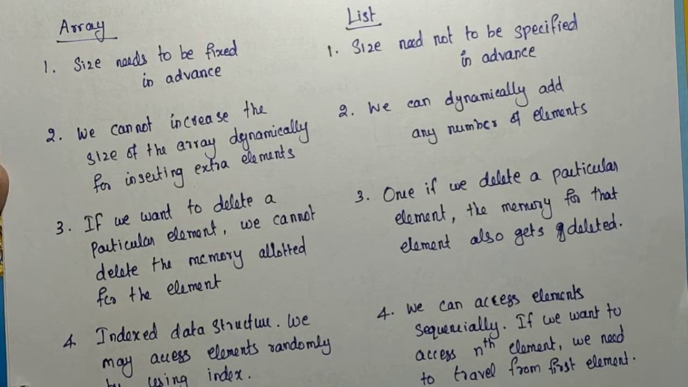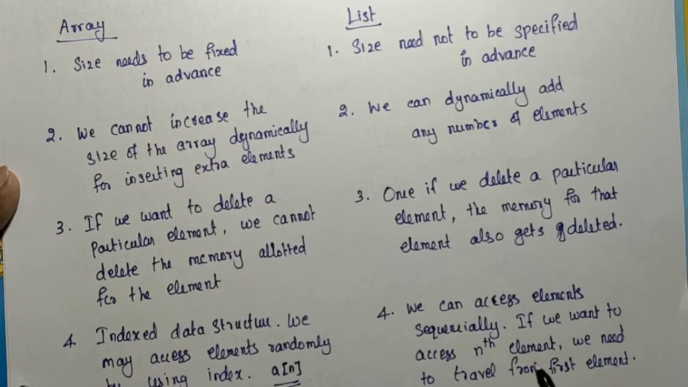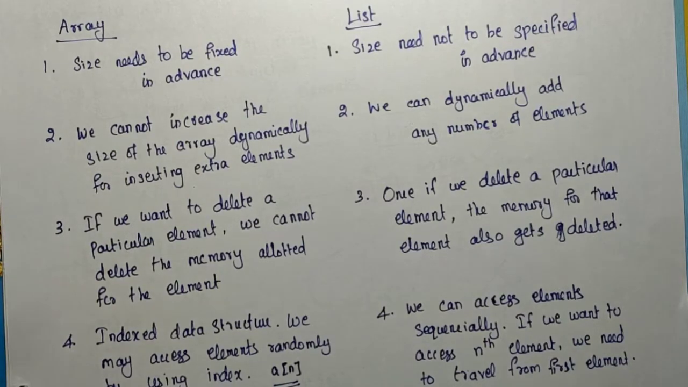In the array data structure, it is an indexed data structure, so we may access the elements randomly by using their index. If you want to access the nth element, we can use a of n, like this. But in the list, if you want to access the nth element, I need to go one by one from the beginning: first, second, third, like that. You have to travel all the n-1 elements. Then only can we reach the nth element in the list.